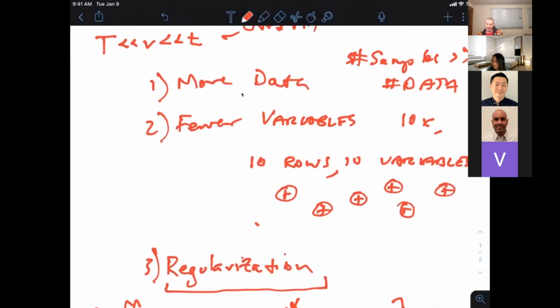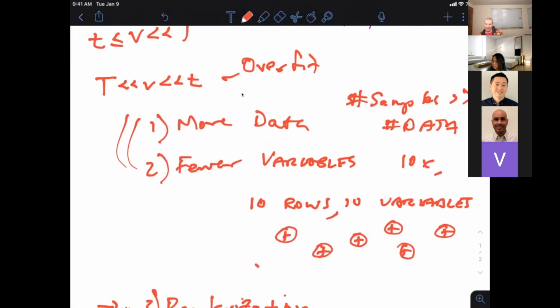Generally, your algorithms are already trying to do this in some way. So these here normally become the things that you try to change. If you find that your data is overfitting, you either reduce the number of variables or you go and get more data.